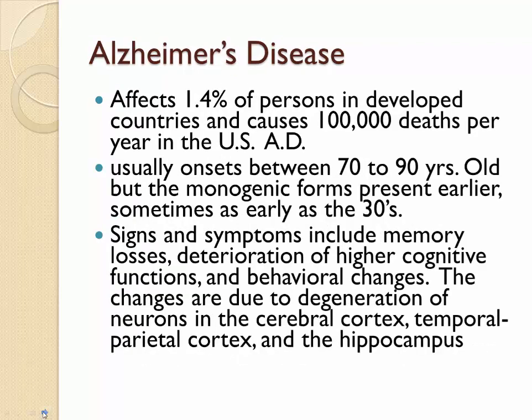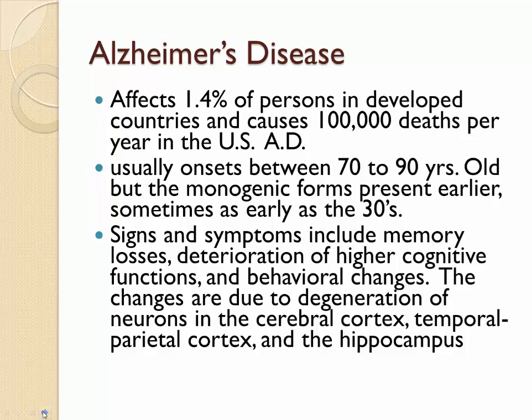And now we're going to look briefly at Alzheimer's disease. About 4% of people develop this in developed countries. It is responsible for about 100 deaths per year. Generally, most people who develop Alzheimer's begin to see an onset of symptoms in the 70s to the 80s. But it can present as early as in their 30s.